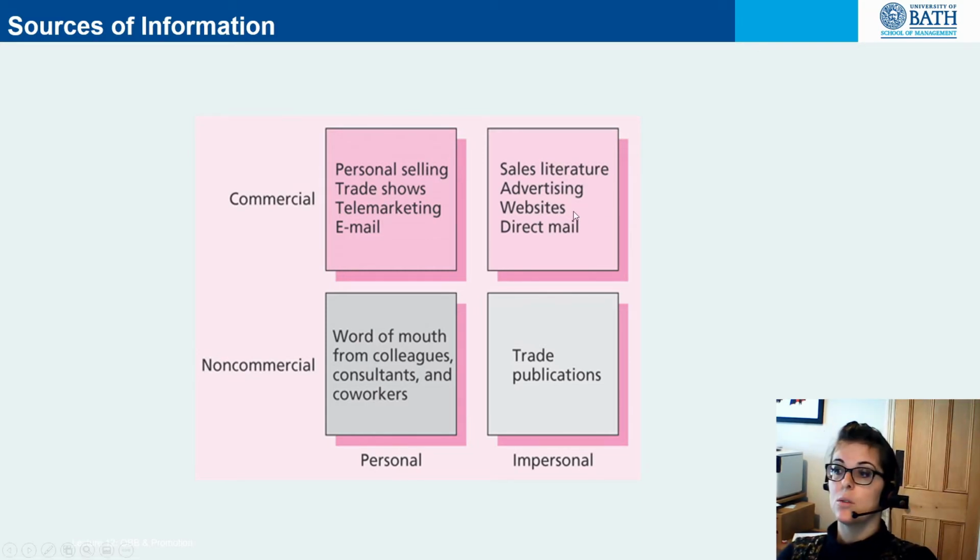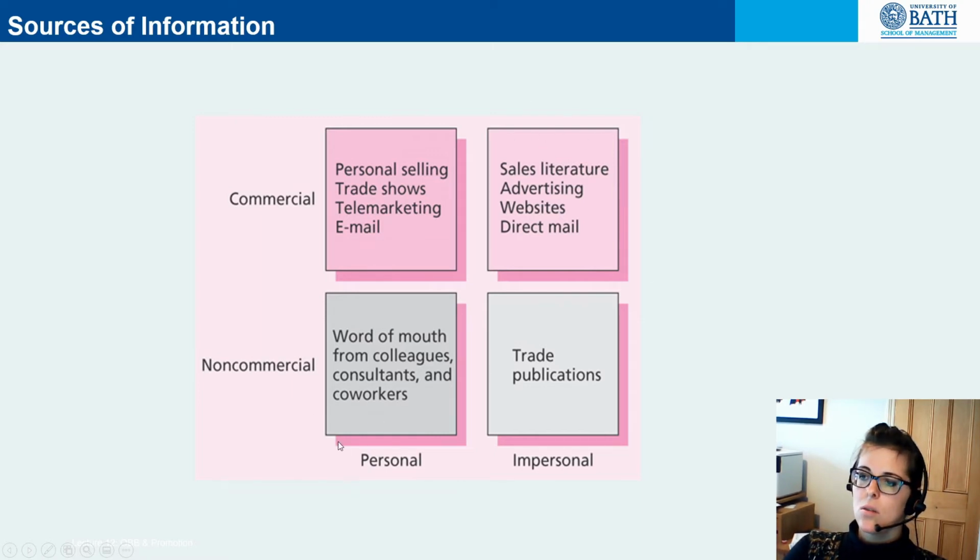The impersonal, this is where the buyer goes out and can peruse things at their own need without the need of you and me as marketers being directly there. But we influence it. So we're the ones who produce that literature. We produce the advertising. We produce the websites. Okay. So it needs to be there for that purchaser to consume on their own.